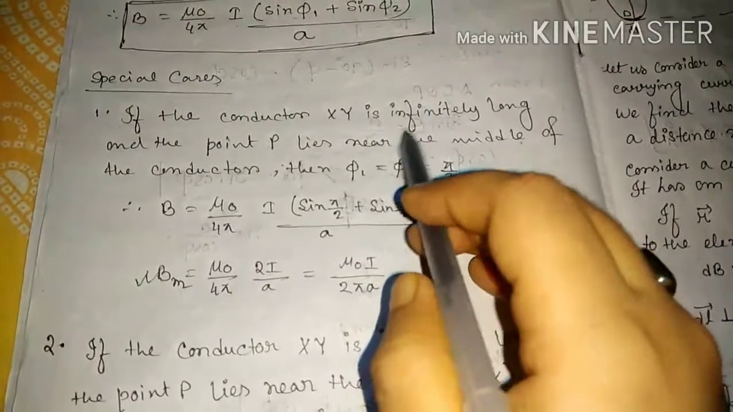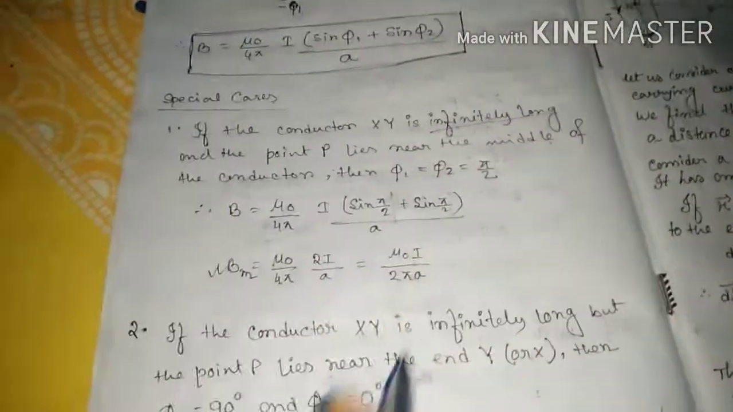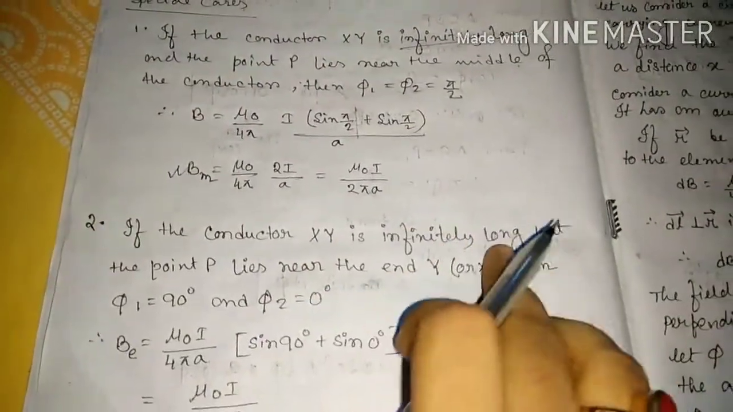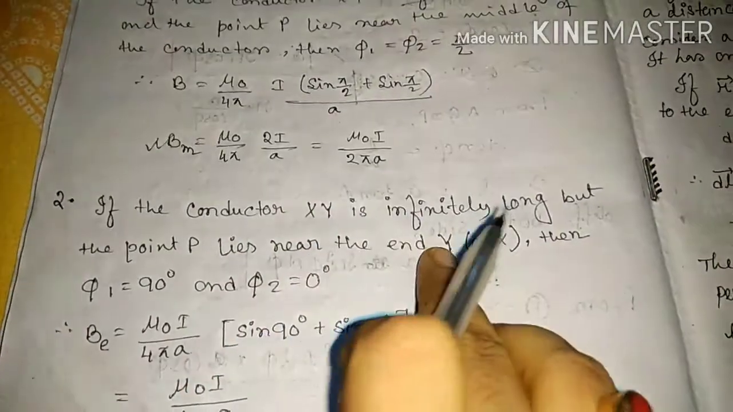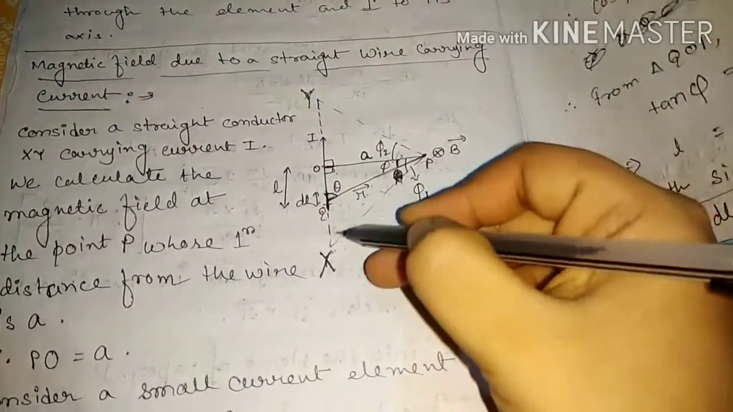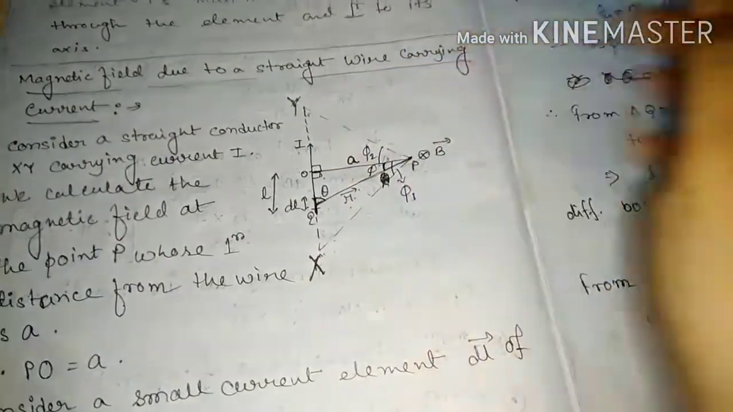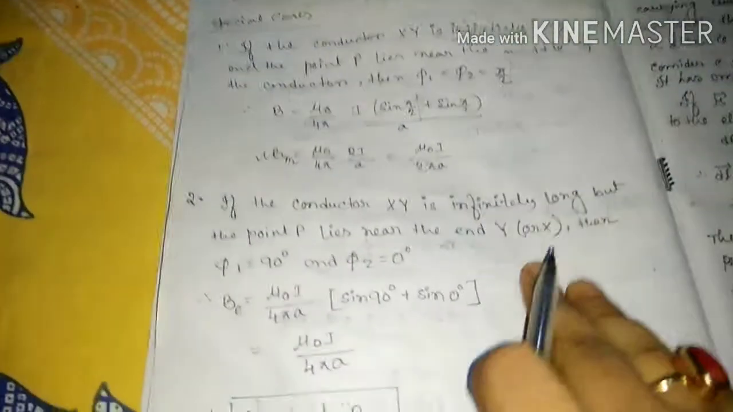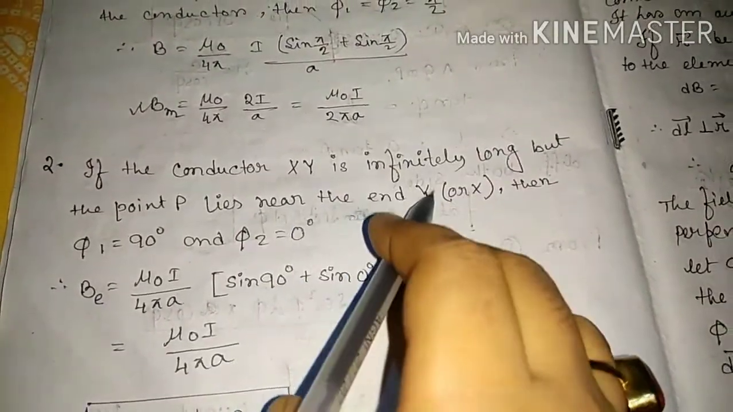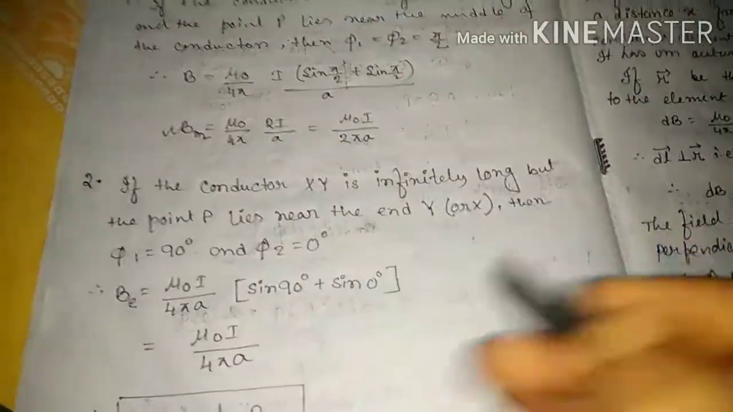So you just read it carefully: if it is written over there as an infinitely long wire, then you can use this formula. Now the conductor XY is infinitely long, but the point P lies near the end X or Y. That means this point P lies either here or here, at any one end, either X or Y. So we can write that any one angle will be 0. Here I will consider the point P lies at the end Y. So phi 1 equals 90 degrees, that will be the perpendicular, and phi 2 equals 0 degrees.